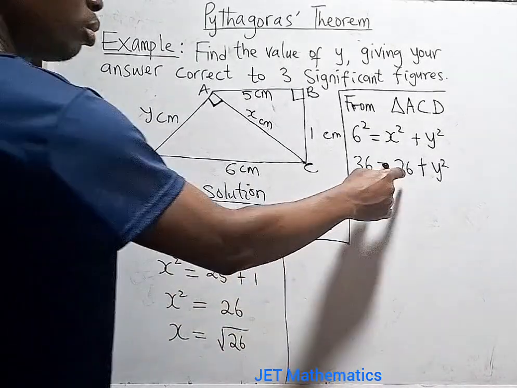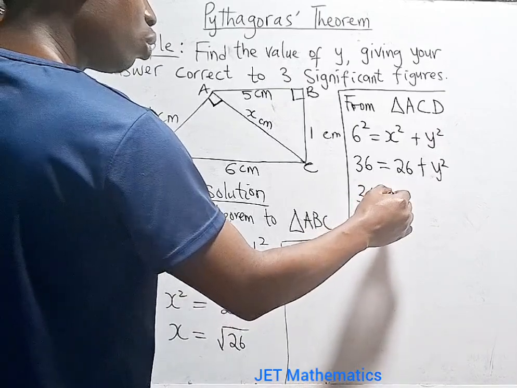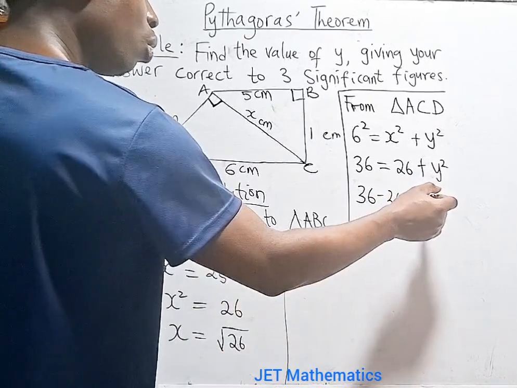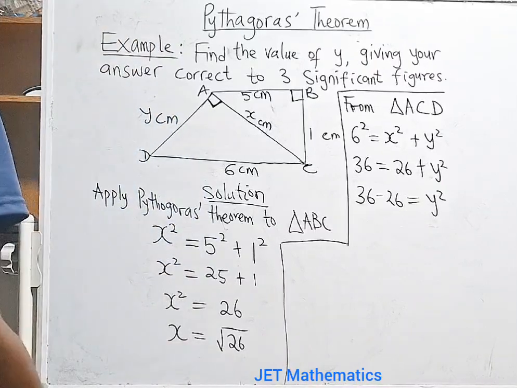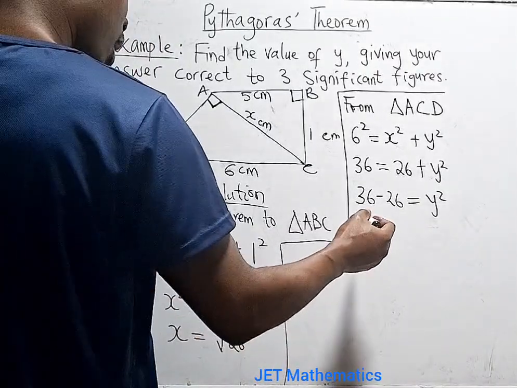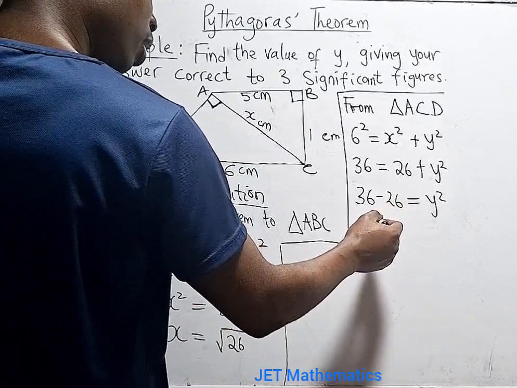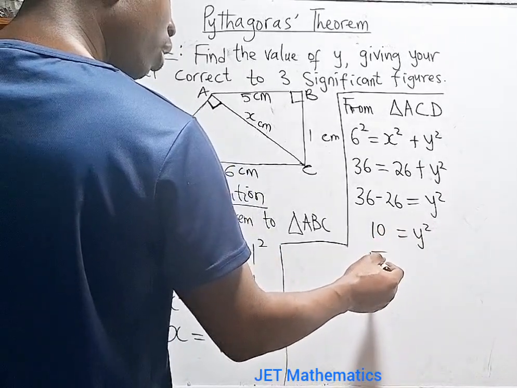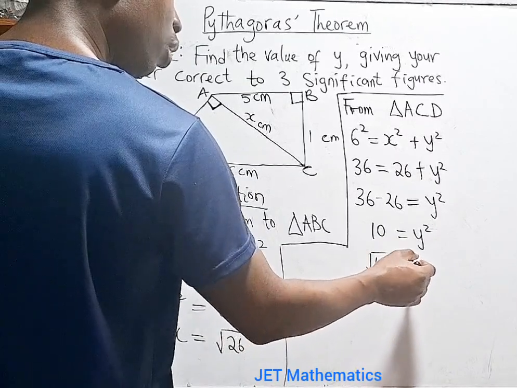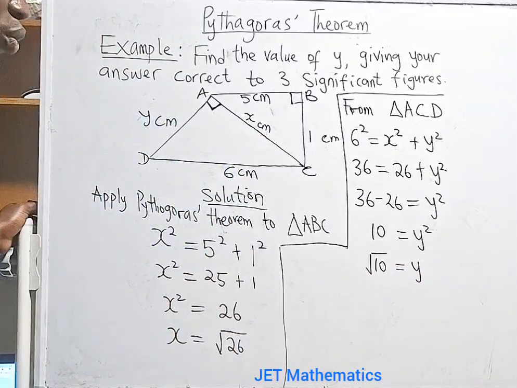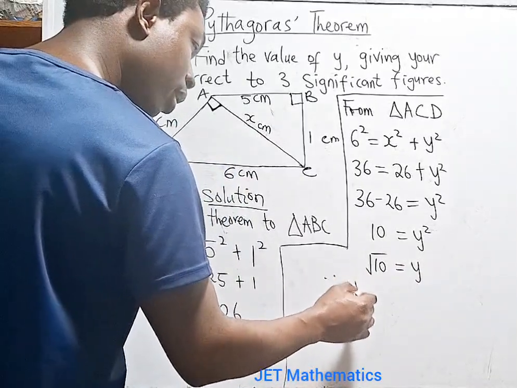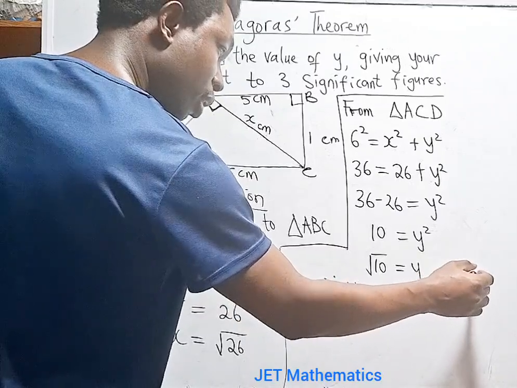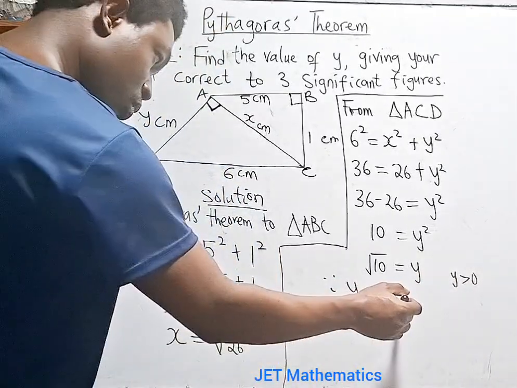Okay, so we take this here, you have 36 minus 26 is equal to y squared. So the next thing we do, we subtract. That gives us 10 equals y squared. So we take the square root of both sides. Remember, y is going to be positive, so we have root 10 is equal to y. So you say therefore y is equal to the square root of 10. Remember, y is greater than 0. It's positive. We're dealing with length.